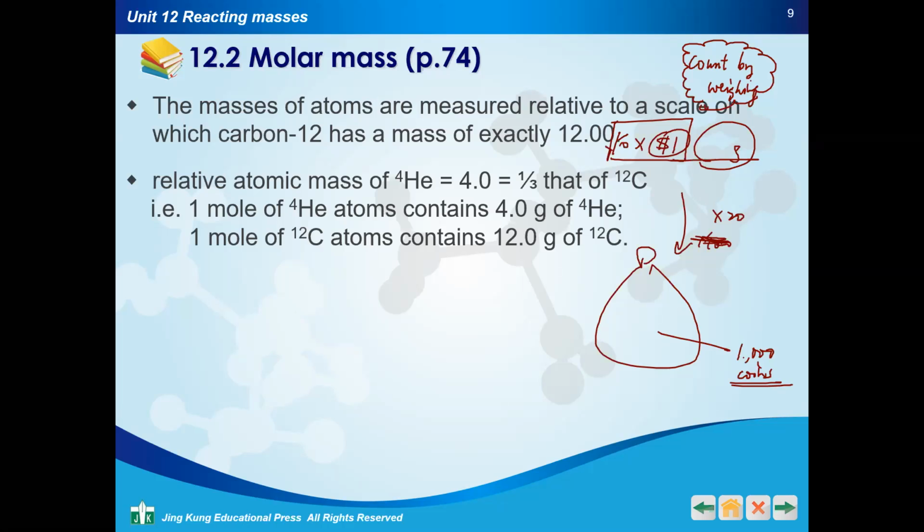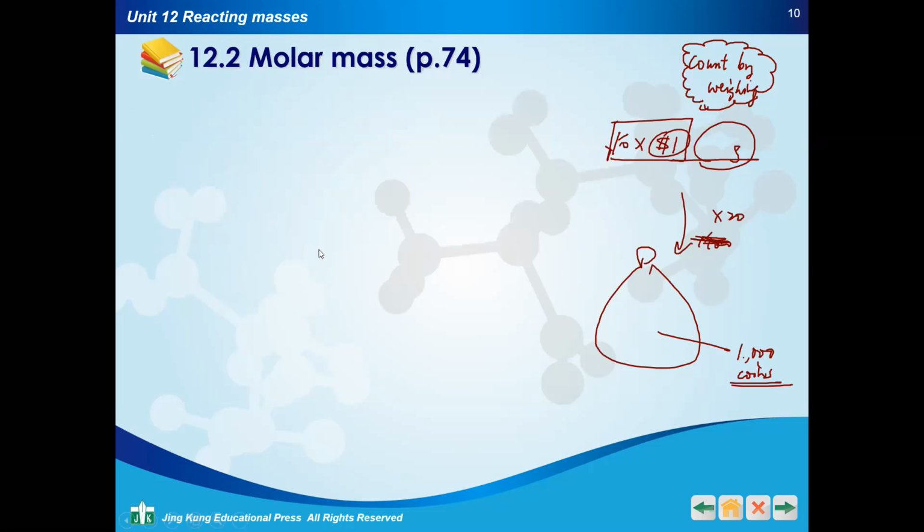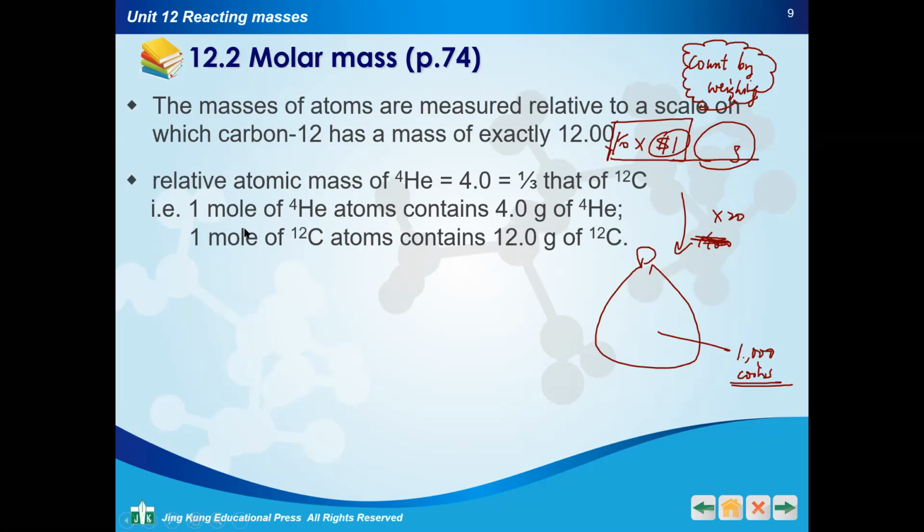If I know 1 mole of carbon-12 atoms, they will contain 12 grams of carbon-12. You use the similar logic. 1 mole of helium-4 atoms, they will contain 4.0 grams of helium-4. Can you get my point? So you may find there is something useful about RAM.